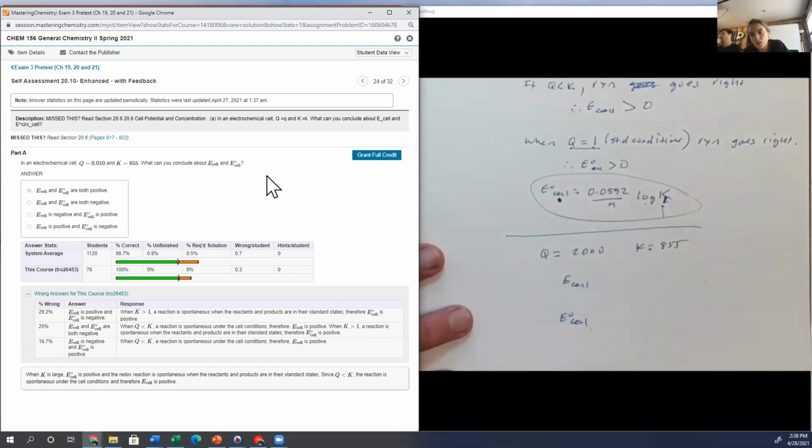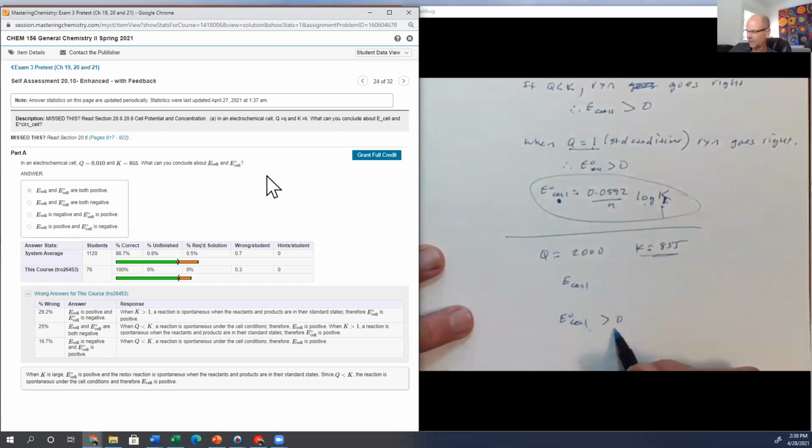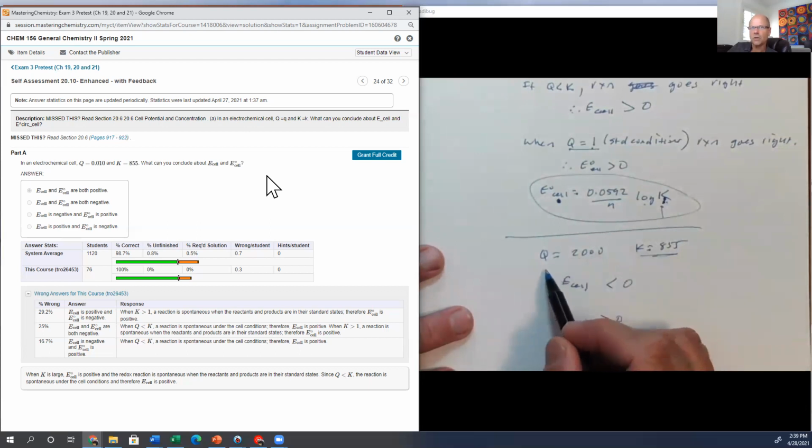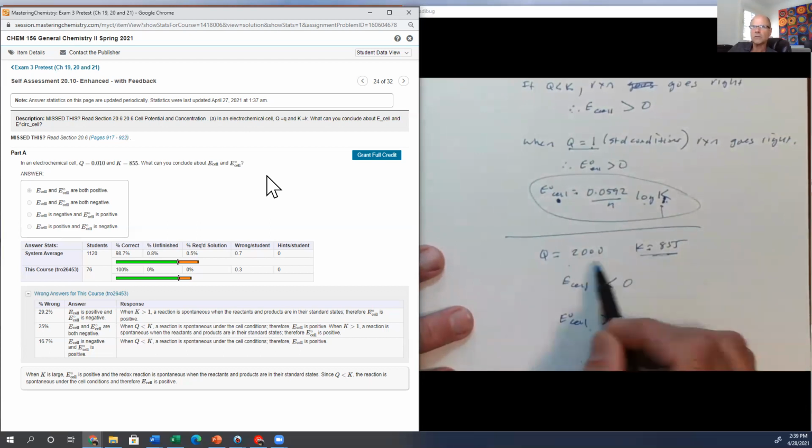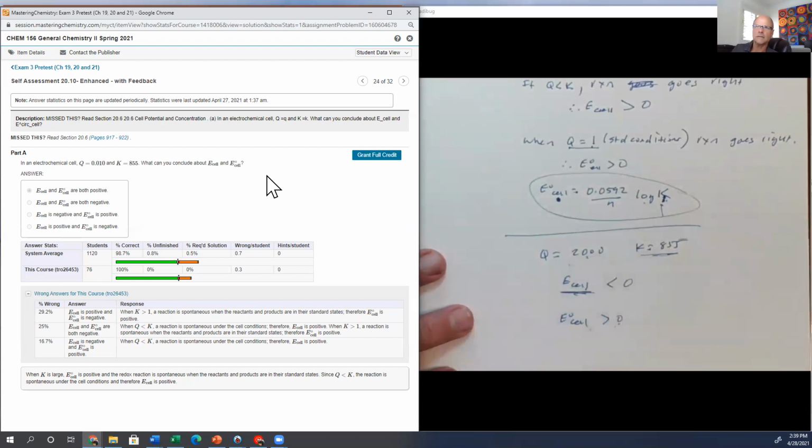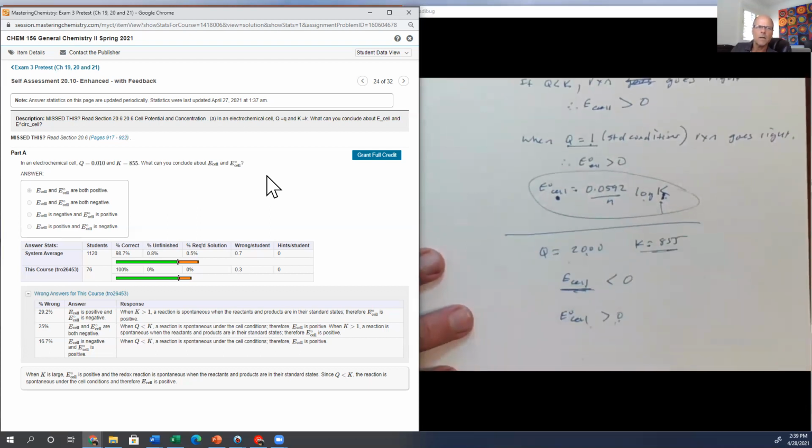E naught cell is positive. Correct, because we haven't changed K. Very good. What about E cell? Negative. Correct. Because if we go back to equilibrium, if Q is greater than K, which direction is this reaction going? To the left. So what does that tell you about E cell under these conditions? It's negative. Okay, that makes sense.